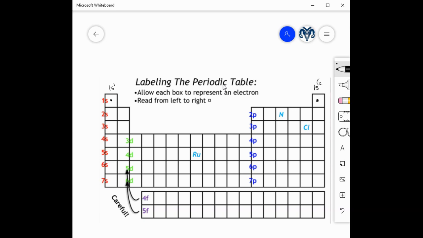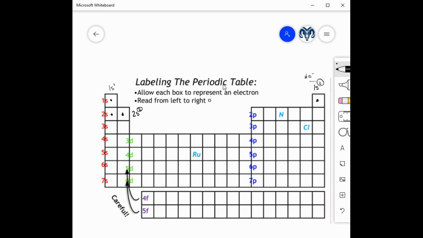So this number here is going to tell us how many electrons we have. When I go down to the next level, I have an electron and an electron. So this right here is going to be 2s2. And remember again, this number here is the number of electrons.